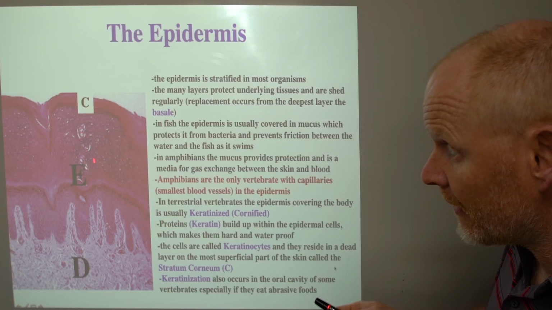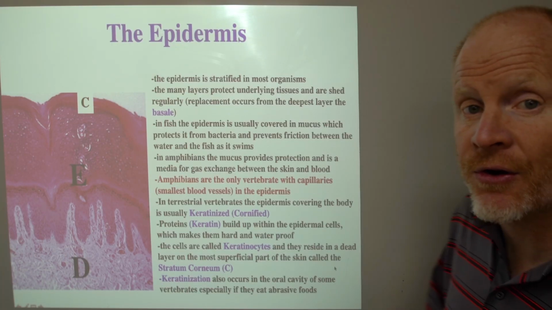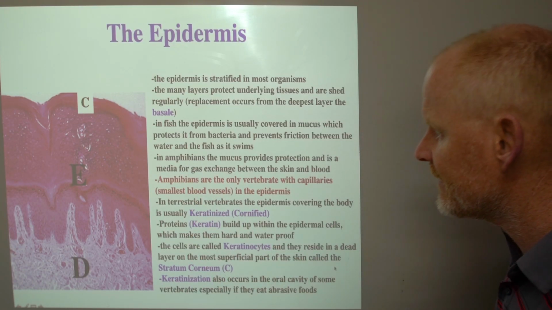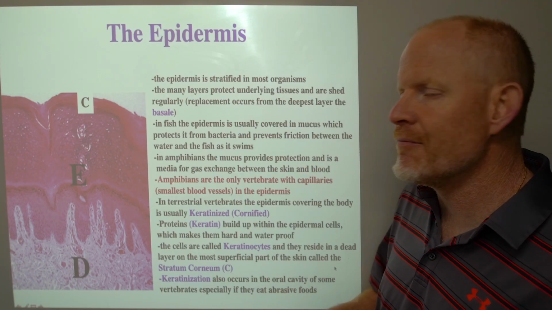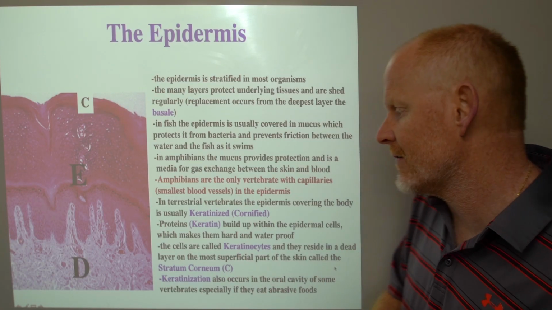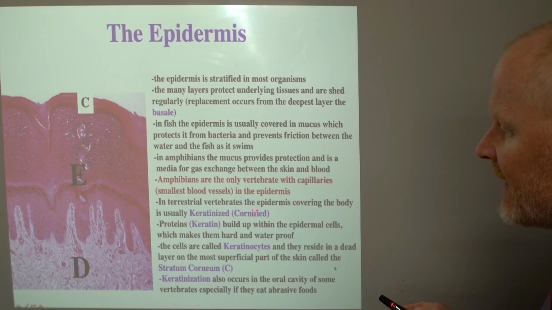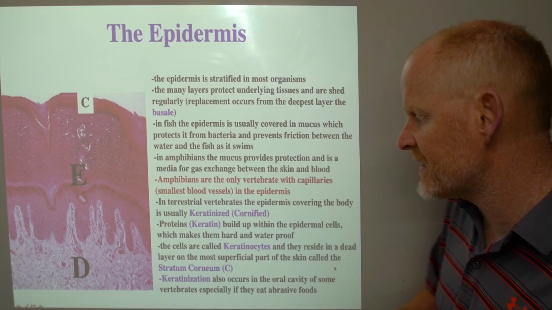In our skin, our thickest skin can be many, many layers, 30 to 50 layers thick of these cells. The cells are called keratinocytes, because the cells are in the process of making keratin, at least in terrestrial vertebrates. And keratin cornifies or hardens the skin and waterproofs it.